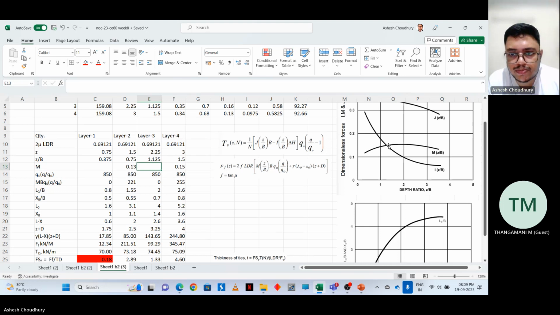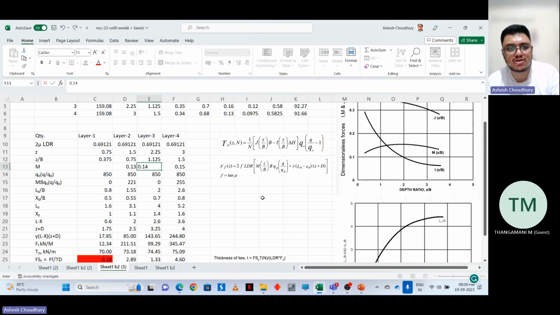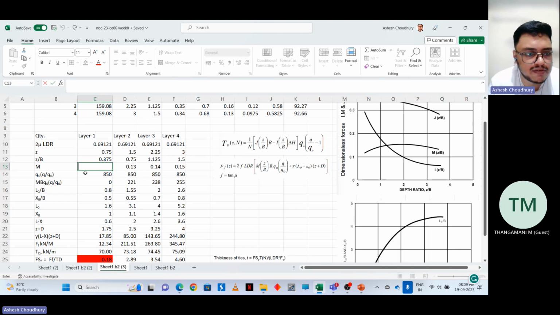So just take some values. Okay, do it like, take the values properly from the graph and do. I am just taking some graph estimates and doing. 0.1, 1, 3.